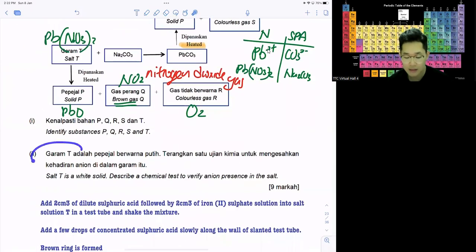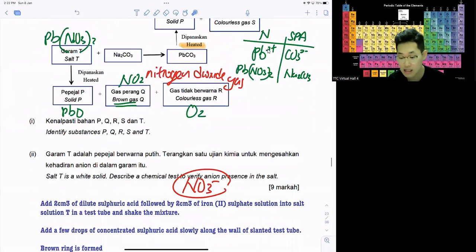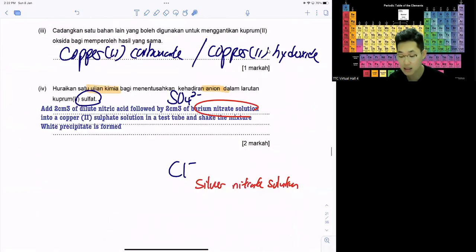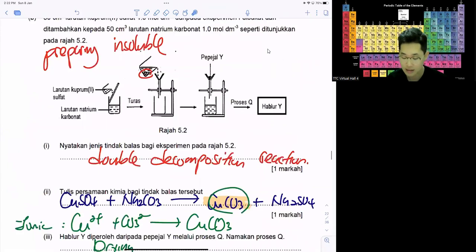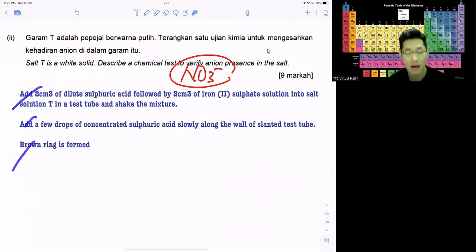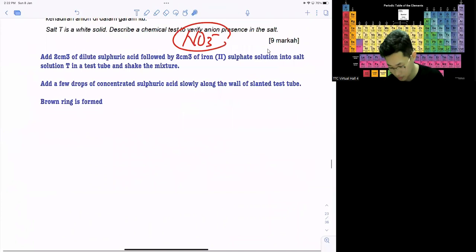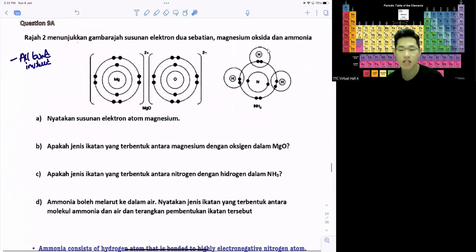And then they say T, lead(II) nitrate is a white salt. Describe a chemical test to verify the anions present in the salt. They want to test nitrate ion. Just now is sulfate and chloride. Now is nitrate. Same lah. Memorize. Next. Question 9.